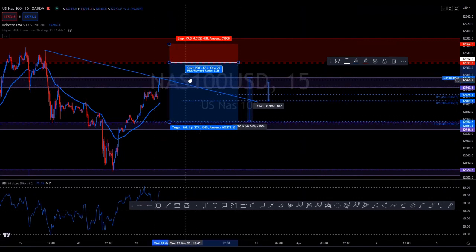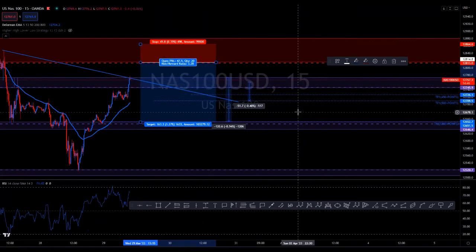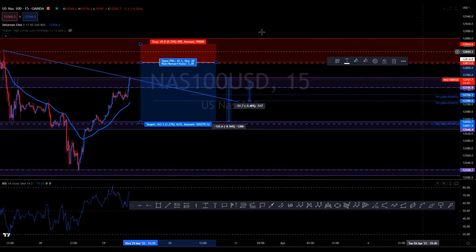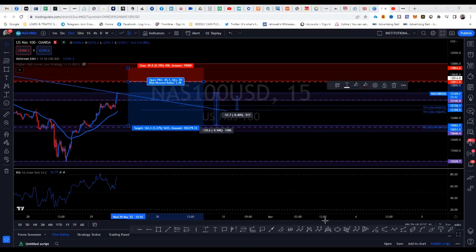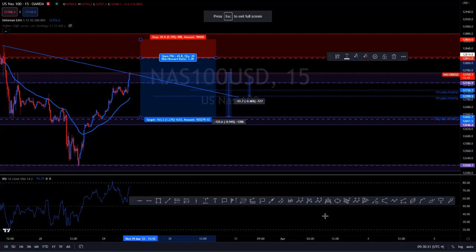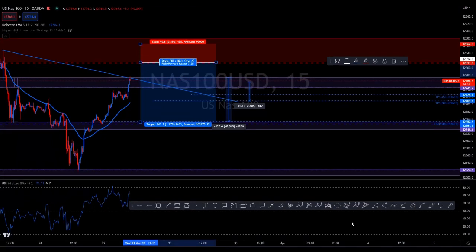The 9:30 candle is officially closed. So let's see what it does from here. Once I get a clear indication of which way the price is going, I'll initiate the trade, and then we'll take it from there.